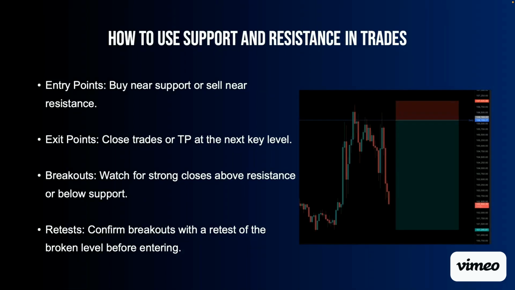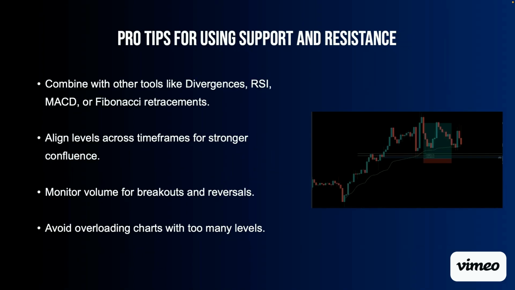And here's how you can use support and resistance in your trading strategy. First, you can use them for entry and exit points. You can enter long trades near support, enter short trades near resistance, and exit trades at the next key level or take a partial take profit. You can also use them for breakouts and retests. A breakout occurs when the price closes strongly above resistance or below support. What you can do is wait for a retest of the broken level before entering to avoid getting caught in fakeouts.